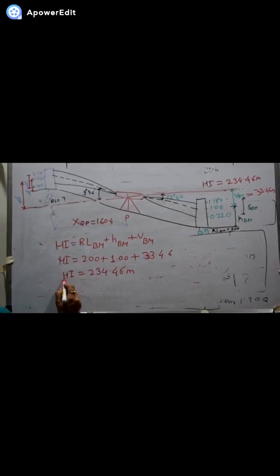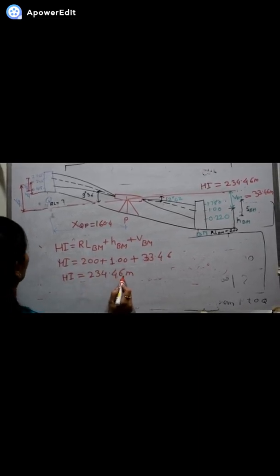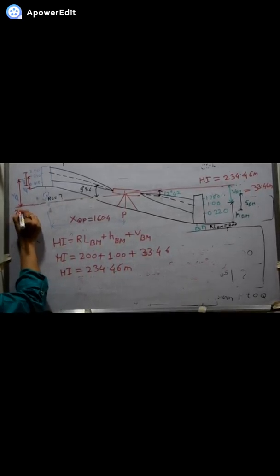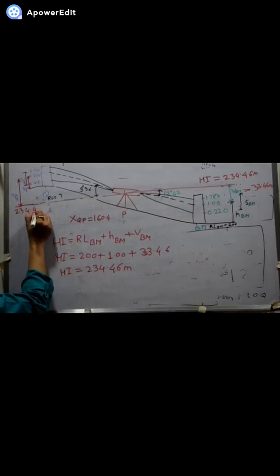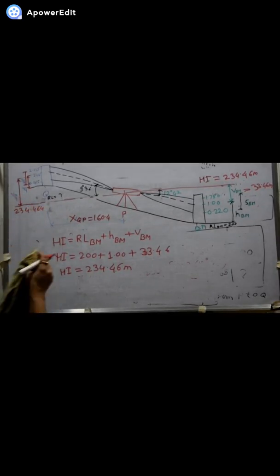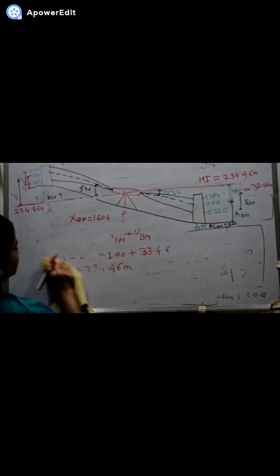Now we have calculated HI is equal to 234.46. So this value here is 234.46 meter. Now we have to calculate the value of VQ, the vertical distance at Q.